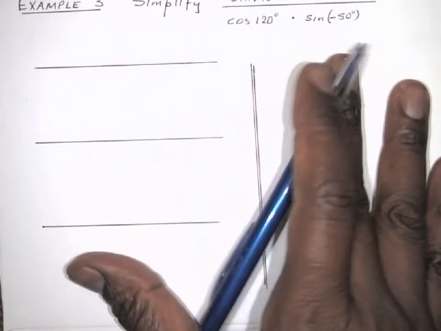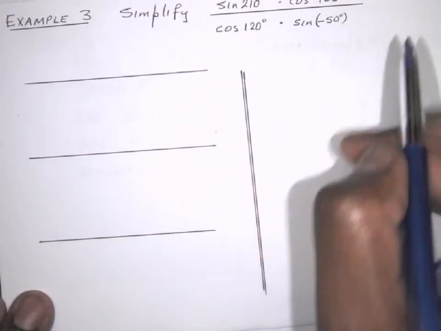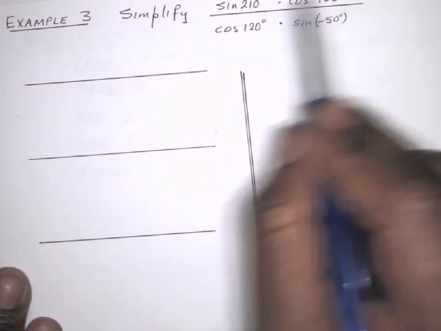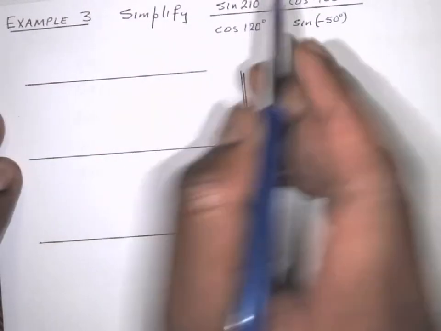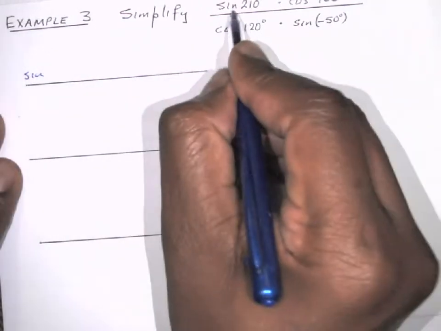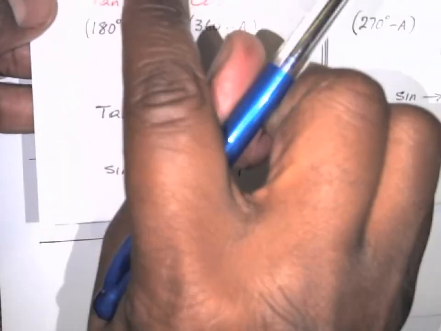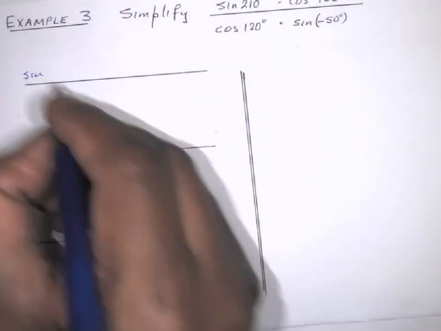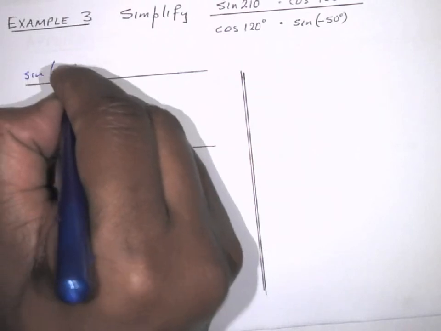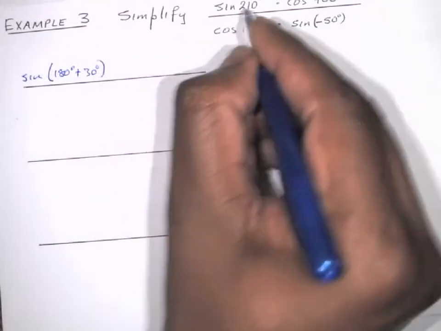Another example could be like this one without numbers. So here we are not allowed to use a calculator. So what do we do? We will write this as sine of, because 210 degrees is in this quadrant here. 210 degrees is over here. So I'll say sine of 180 degrees plus 30 degrees. That is same as that.